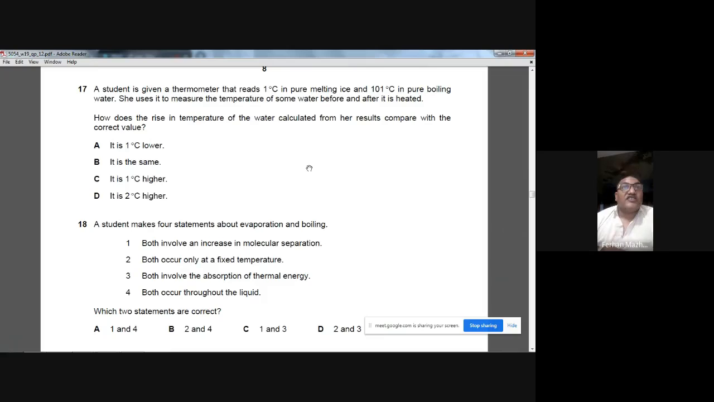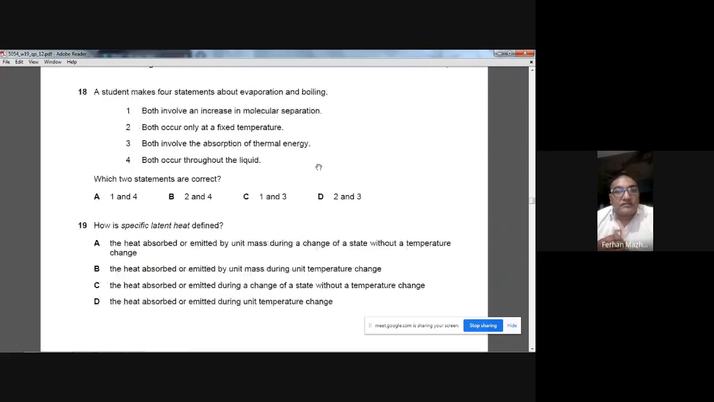Question number 18 on your screen. A student makes 4 statements about evaporation and boiling. He says both involve an increase in molecular separation. Both occur only at a fixed temperature. Both involve the absorption of thermal energy. Both occur throughout the liquid. Which 2 statements are correct?